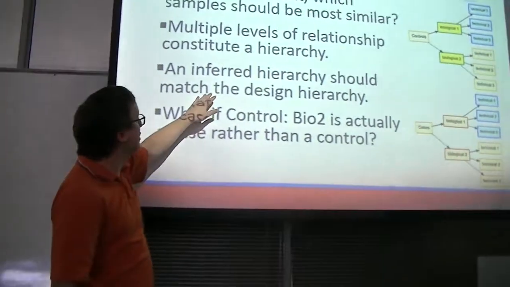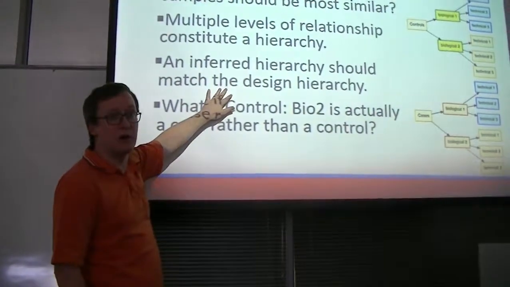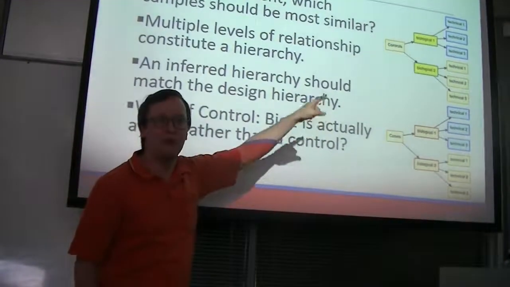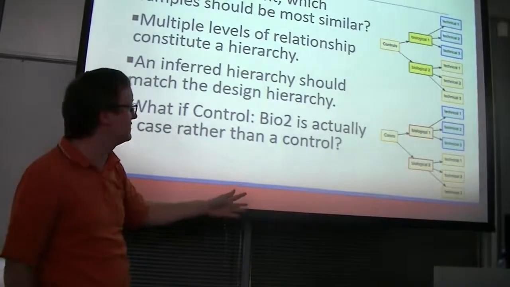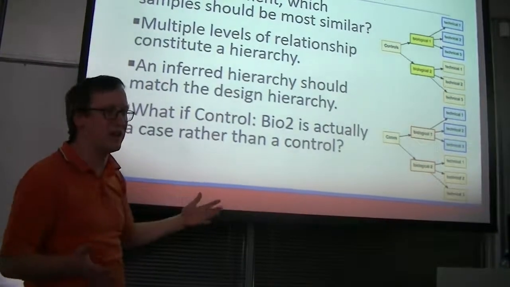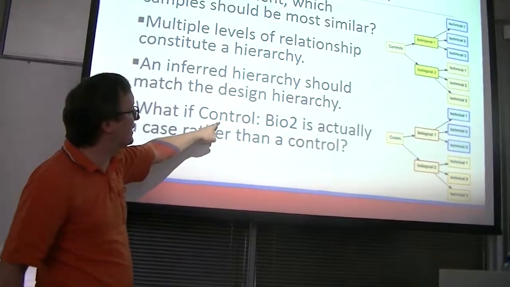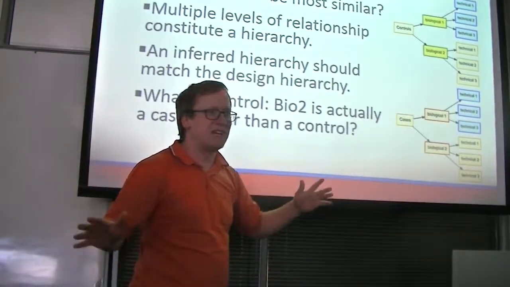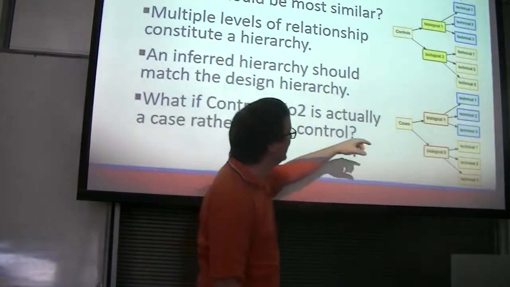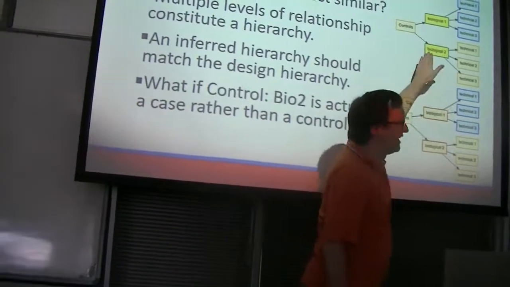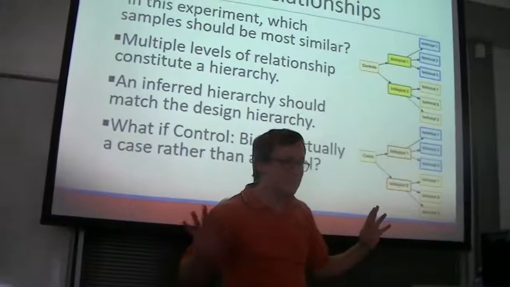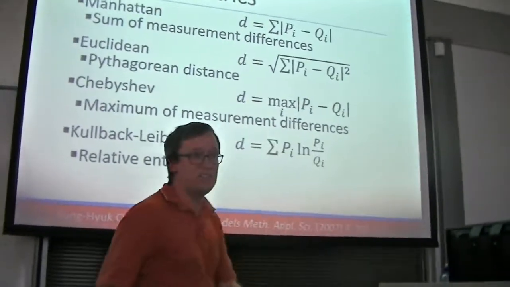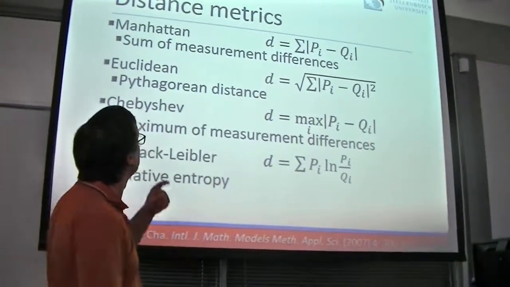All right. So if we infer a hierarchy based on data, we should see something about how these experiments were designed in the first place. If they don't bear that relationship, that's a problem. So if we see that control biological replicate 2 actually ends up being a case rather than a control, then suddenly we've got this problem where a branch is moved out of place, something's a little squirrely with our data. So clustering is going to give us the ability to recognize these relationships.